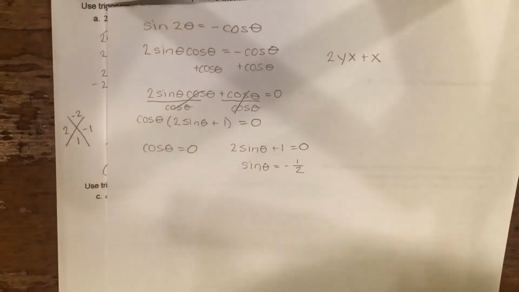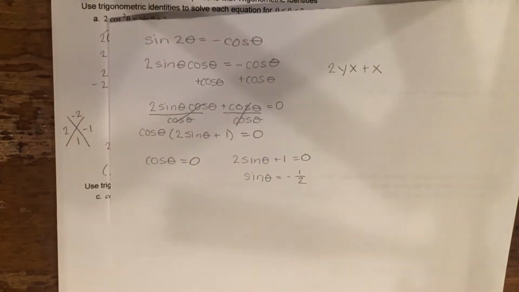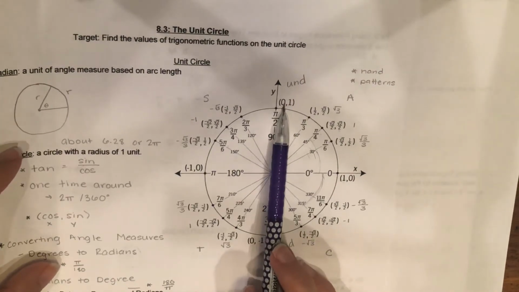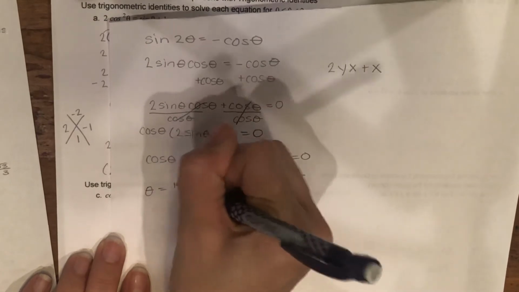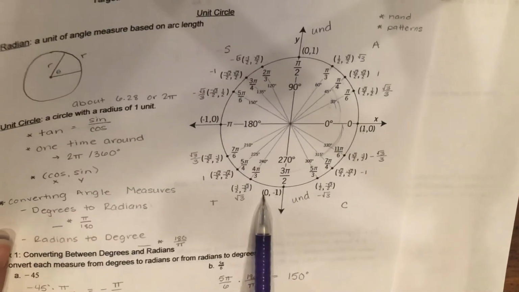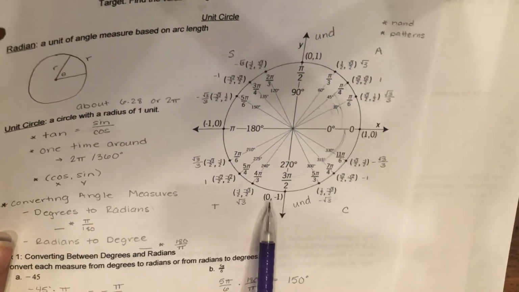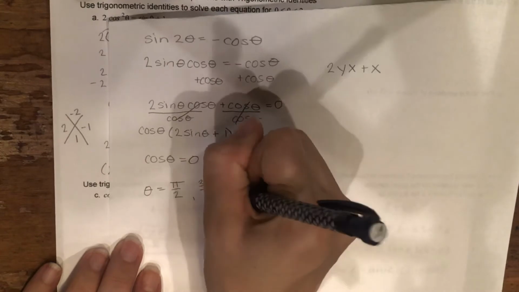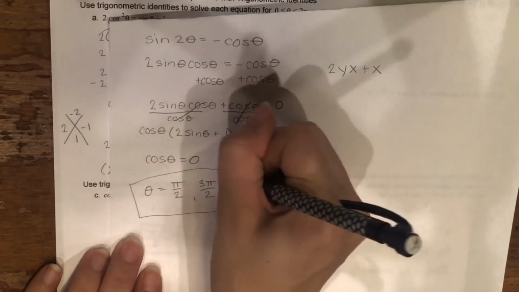Okay, now we're going to look at the unit circle and look to see where cosine equals 0. Well, I have cosine being 0 here, so it's going to be pi over 2. So theta is going to be pi over 2. I also have cosine being 0 at 3 pi over 2 though, so just be careful with that one. Okay, so there's 2 answers.